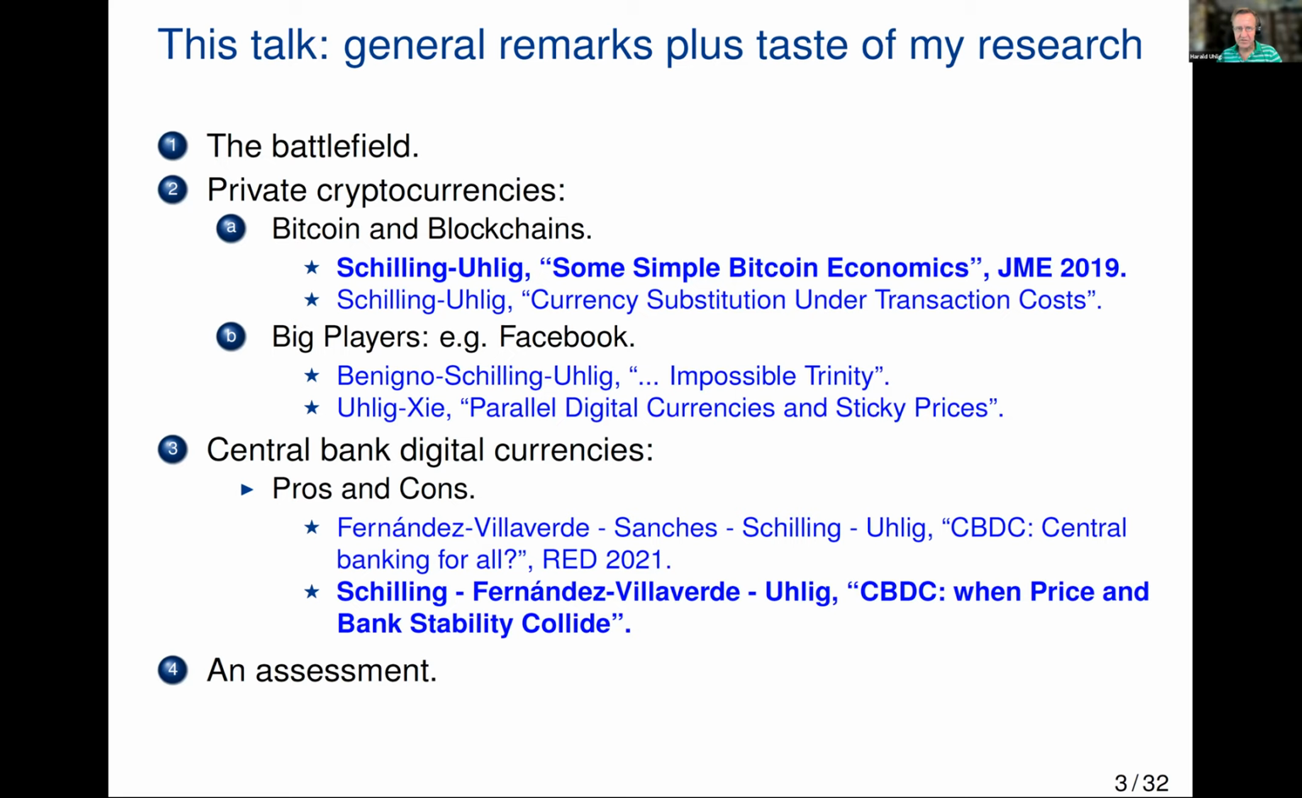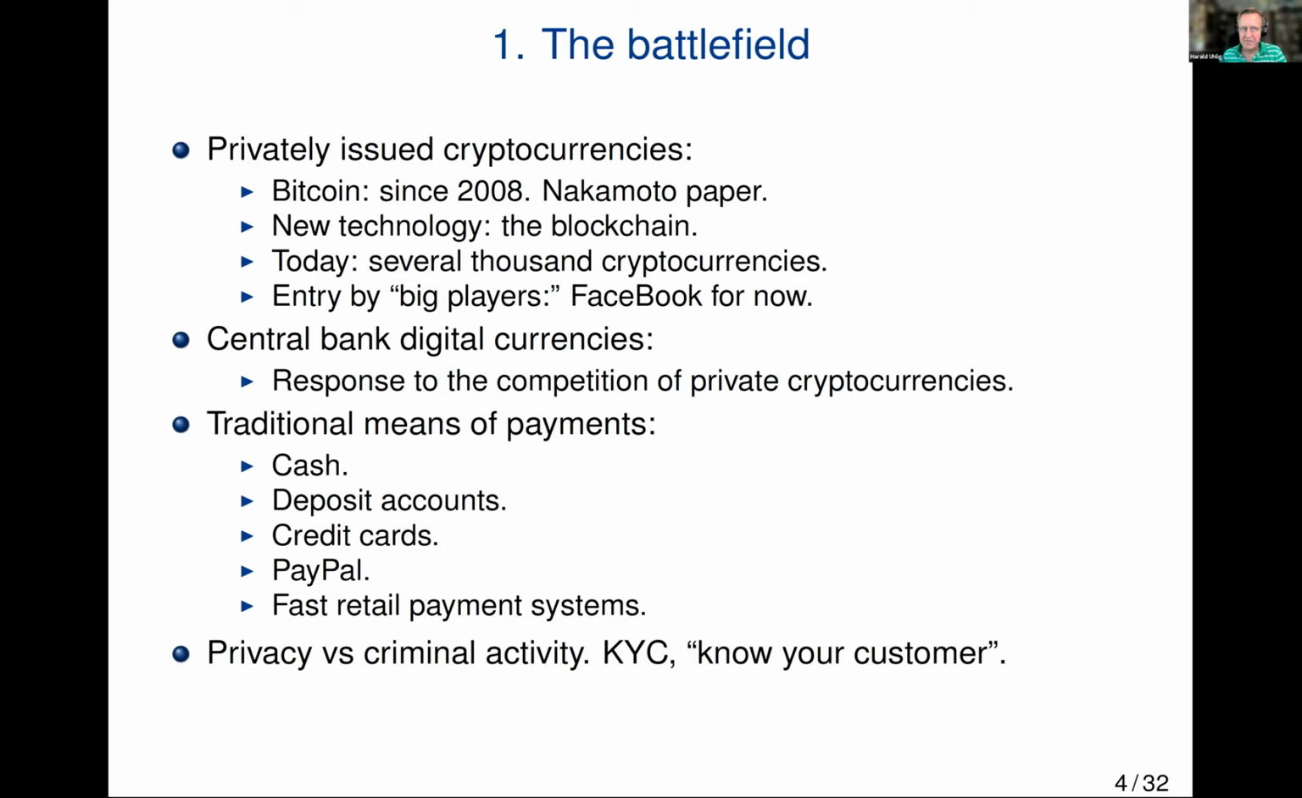So I think it's really fascinating. We're having this battlefield, as I want to call it. There are privately issued cryptocurrencies, and this all started in seriousness in 2008 with the Nakamoto paper. You could talk at length about Nakamoto, and nobody knows who he is and what he invented, and it certainly came along with a new technology, the blockchain. The blockchain is fascinating, but in some ways, it separates me at least from the question of cryptocurrencies per se. It's important for some aspects, not important for others.